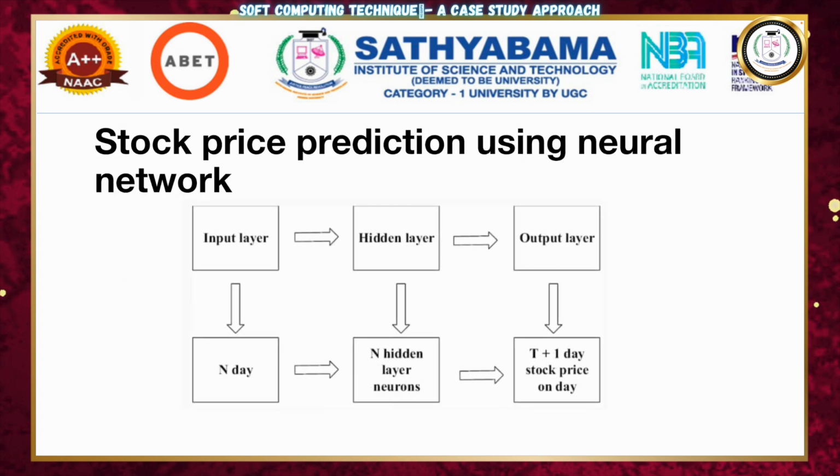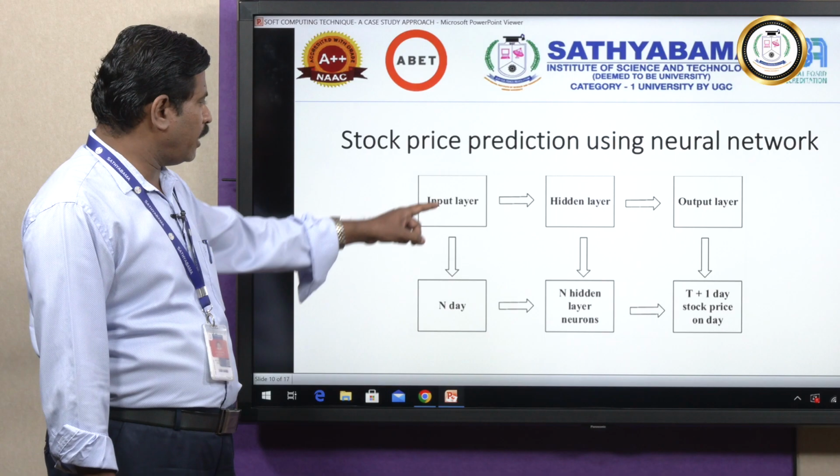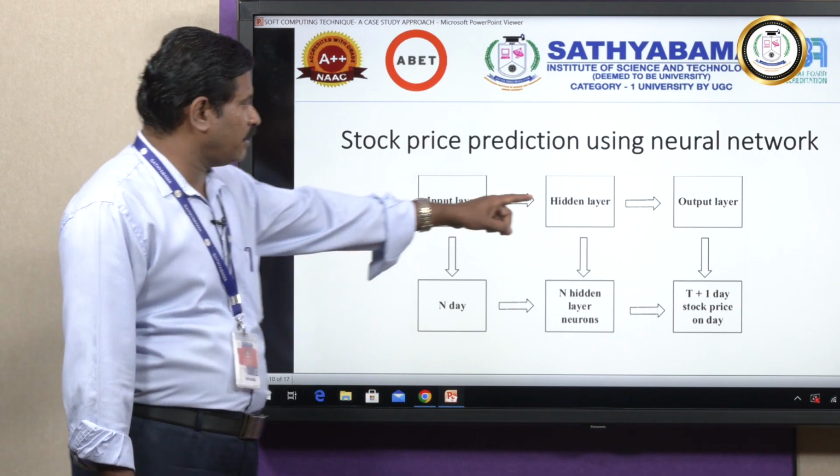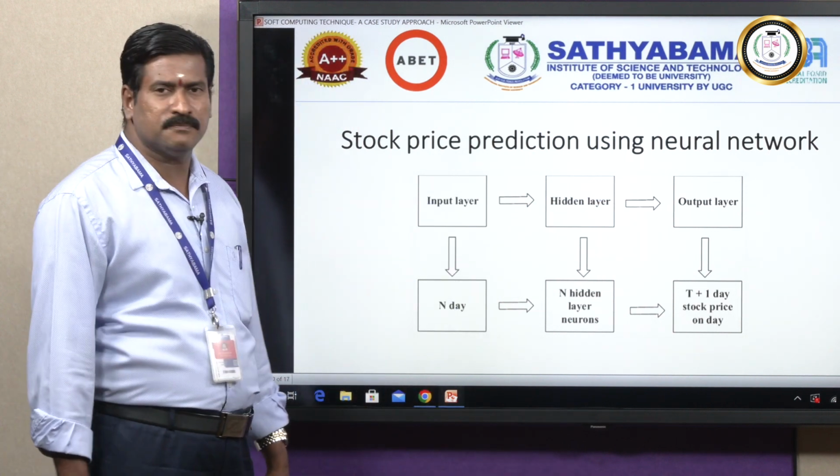Next, this one is again a case study of stock price prediction using a neural network. So we have the input layer, the hidden layer here, and the output layer.